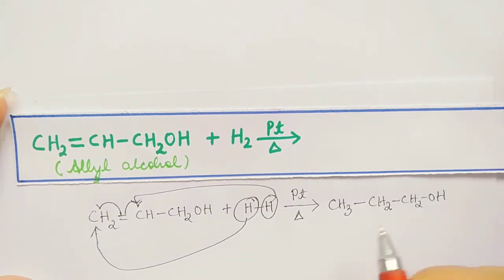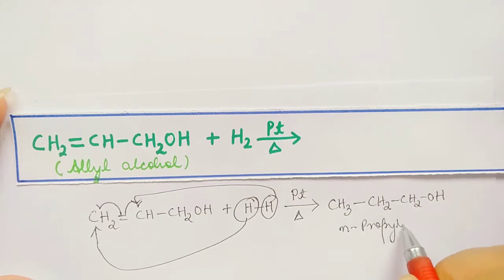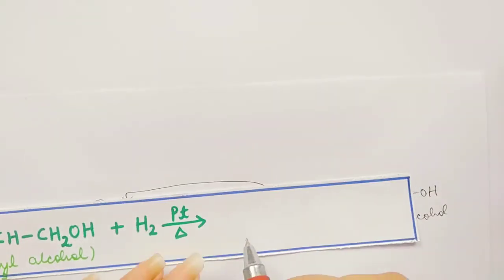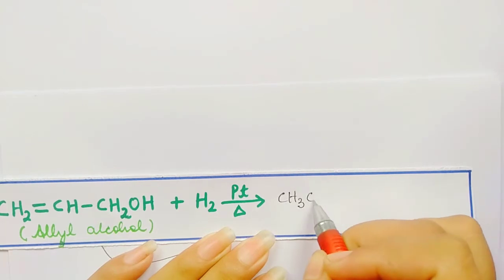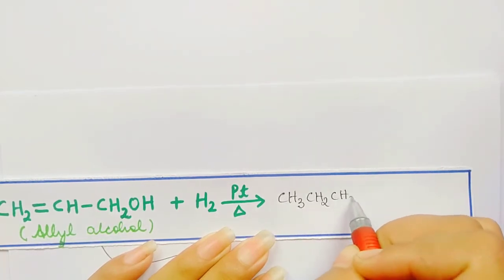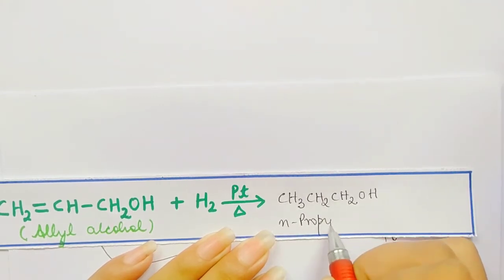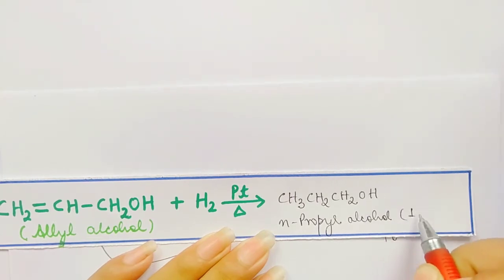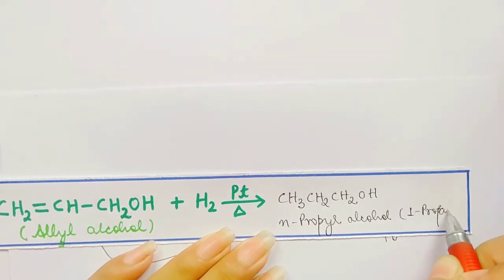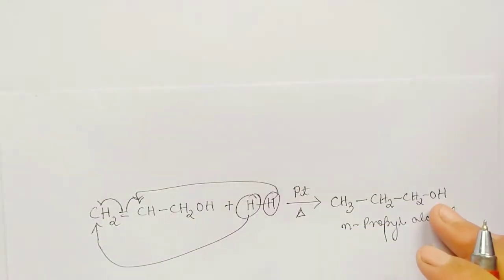What is this? N-propyl alcohol. CH3-CH2-CH2-OH, n-propyl alcohol, or 1-propanol.